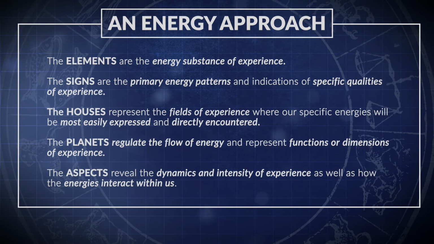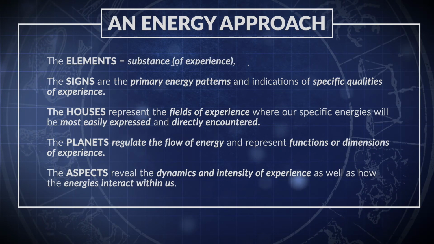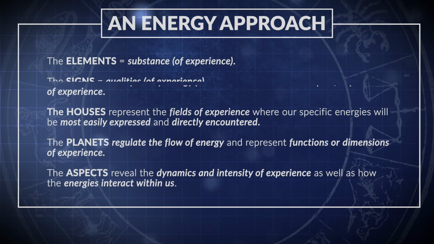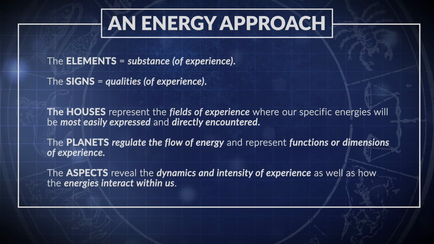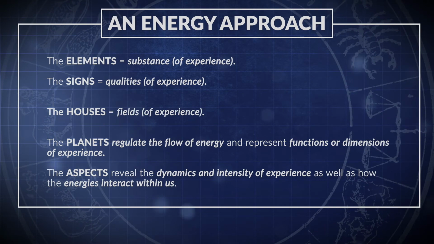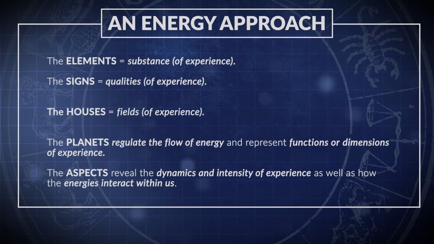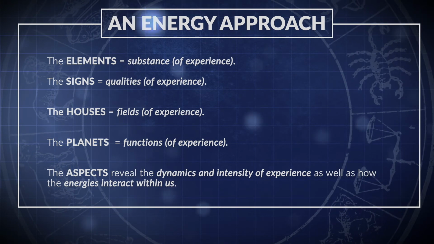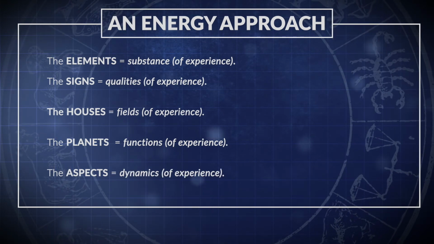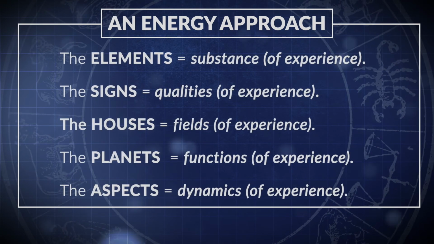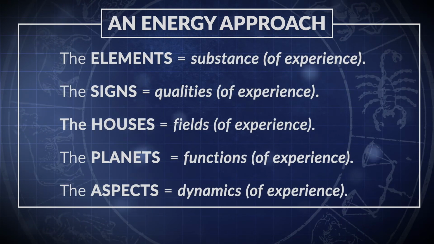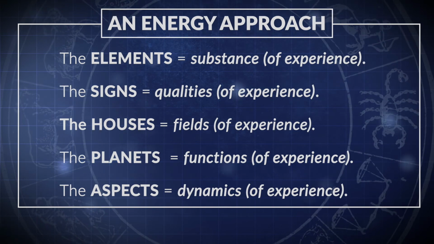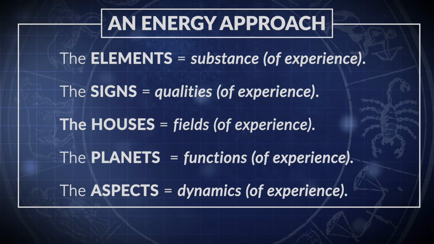So we could think of the elements as substance, right? And then we could think of the signs as qualities. We could think of the houses as fields. We can think of the planets as functions. And we can think of the aspects as dynamics, okay? So now it's a little bit easier for us to wrap our brain around. And still, I don't want you to feel like you have to memorize these. Maybe take a screenshot of them so you can refer to them later on.